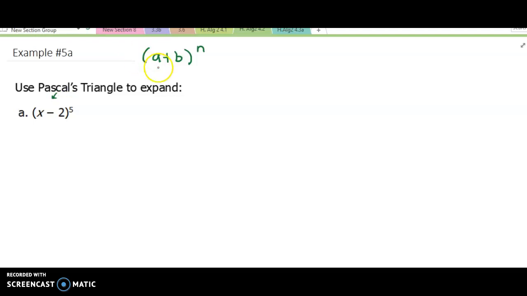Okay, now if we look at this, my a is x. And my b, remember I want a plus b, so my b could be a -2. If you want to think of it as a plus -2, that's fine. And my n is 5. So what I want to do is write out Pascal's triangle starting at the top, and I want to go to row 5.